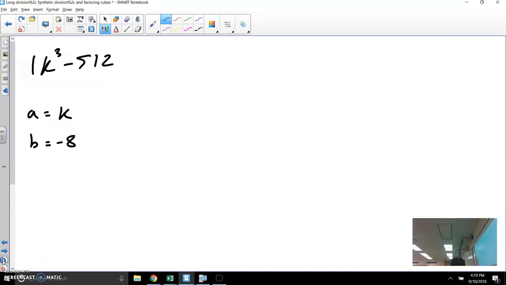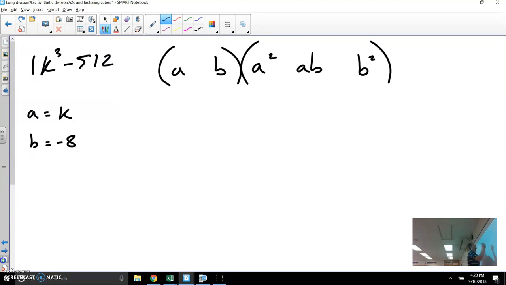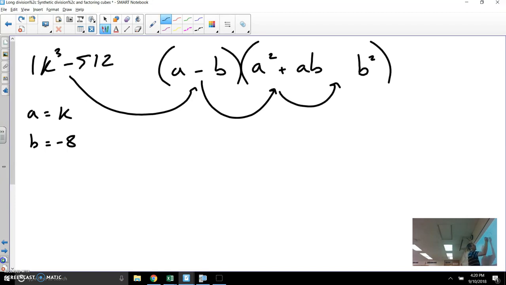So this is what I'm talking about memorizing that form. You have a minus b, no signs first, and then you have a longer trinomial, a squared, ab, b squared. And the whole SOAP thing, which is same, opposite, always positive, means that the first time the sign is the same, then the second time it's the opposite, and then the last one is always positive. Okay? So I'm going to put this in the form and see what we get.